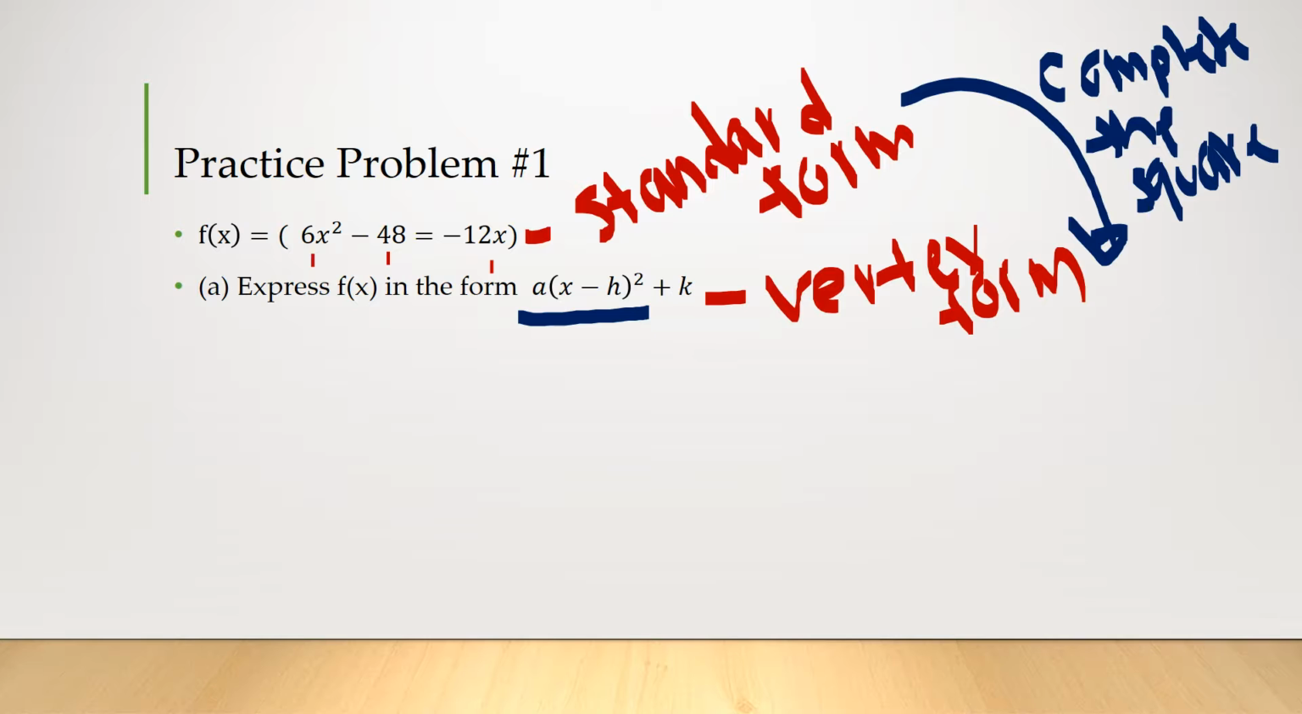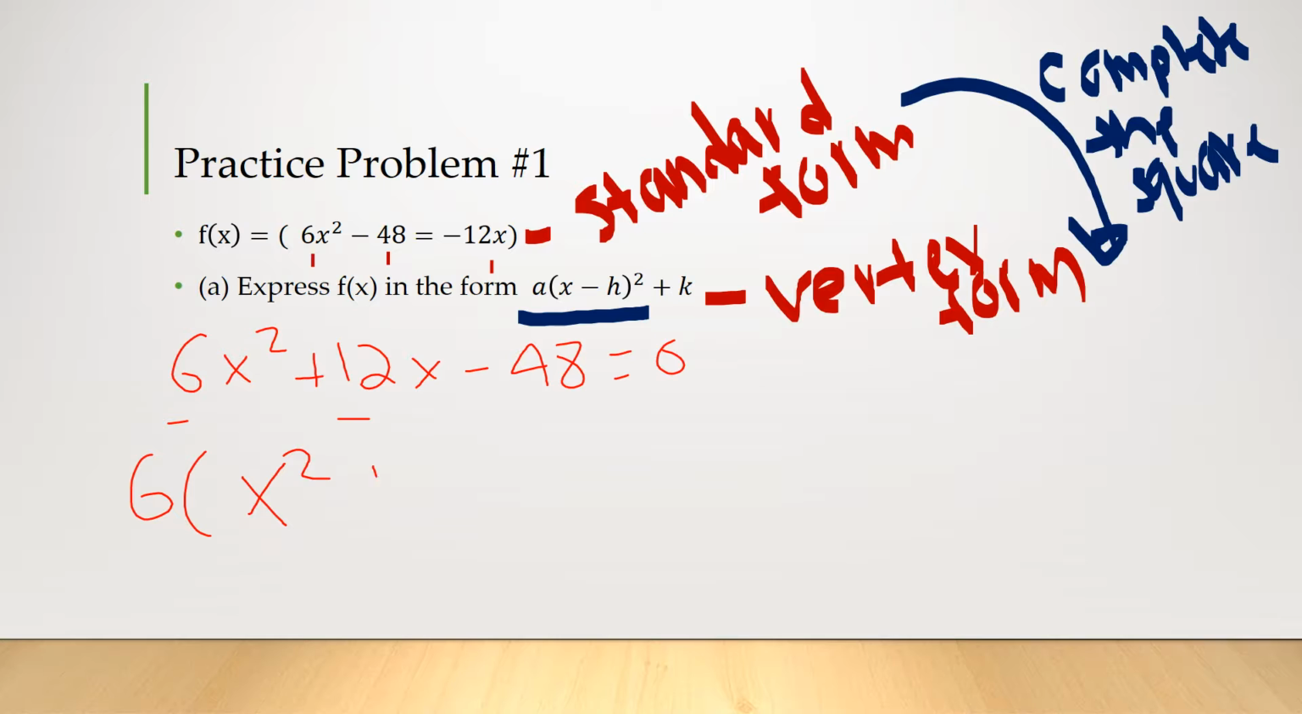First, we're going to add 12x to both sides to get it into ax squared plus bx plus c format. So 6x squared plus 12x minus 48 is equal to 0. From here we can see that a and b, we're going to ignore c for a little bit, can both be factored by 6. So we'll do that: 6 times (x squared plus 2x, and then we're going to add another number here, so we'll leave that blank), minus 48. This is still going to equal 0.